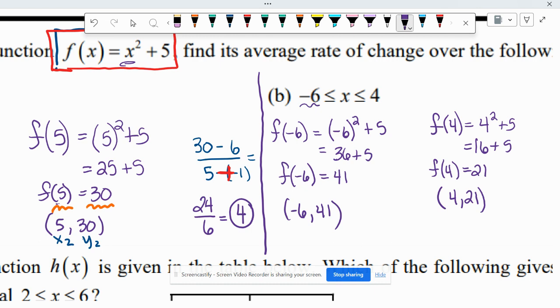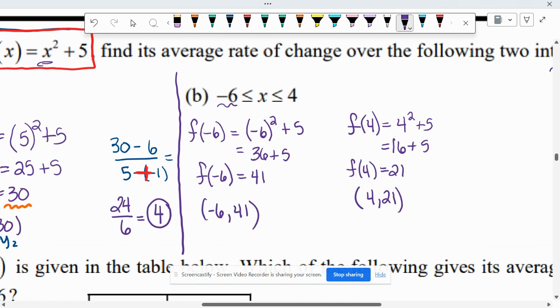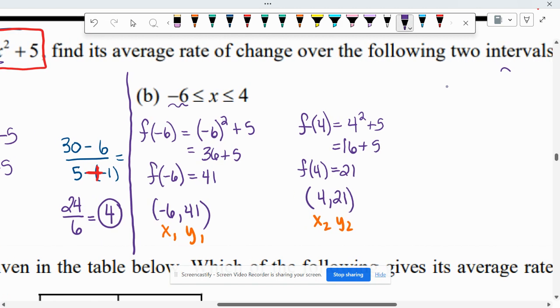Now what do we need to do with them? Calculate the slope. y2, y1. So I'm going to label it x sub 1, y sub 1, x sub 2, y sub 2. You guys have done this enough that if you don't need to label them, you don't have to. I just want to make sure that I'm doing that for you.